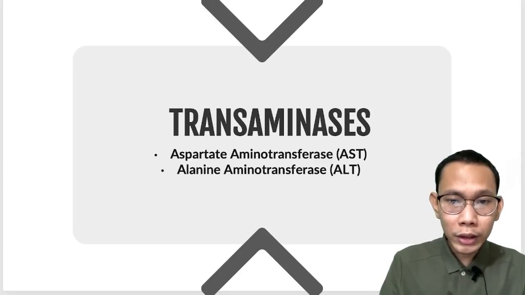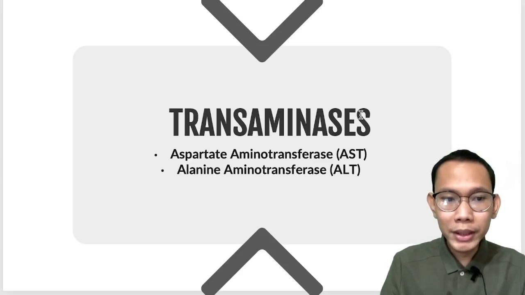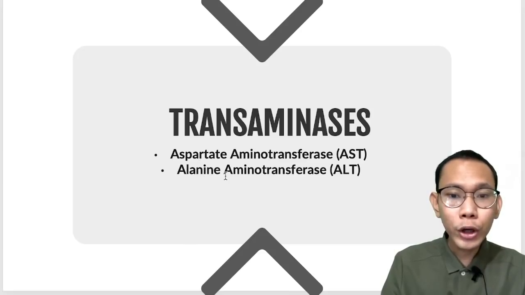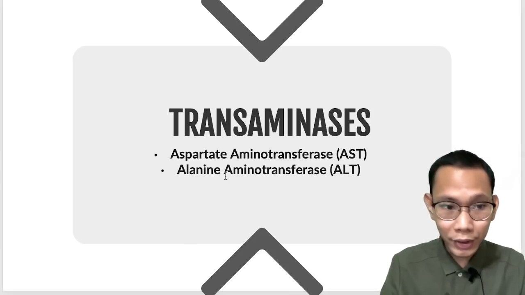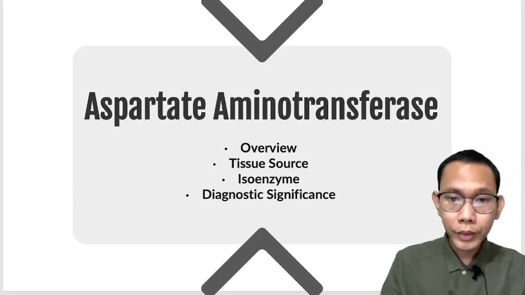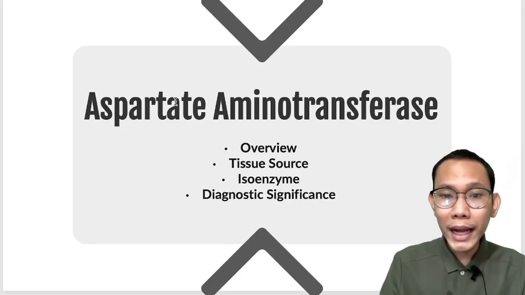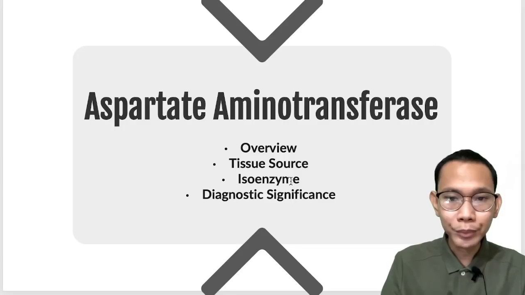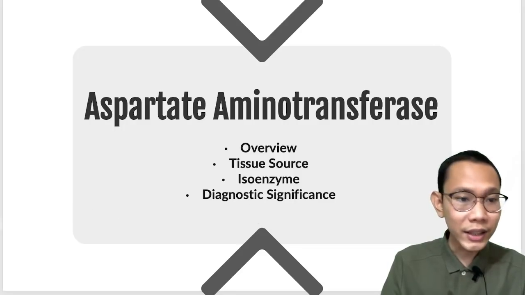Of course, we will begin with your transaminases. Again, we will be discussing your AST and your ALT: your aspartate aminotransferase and your alanine aminotransferase. First, we will be discussing your aspartate aminotransferase. We will be talking about the overview or the characteristics of your AST, then of course the tissue sources and the different isoenzymes of your AST, and lastly its diagnostic significance.